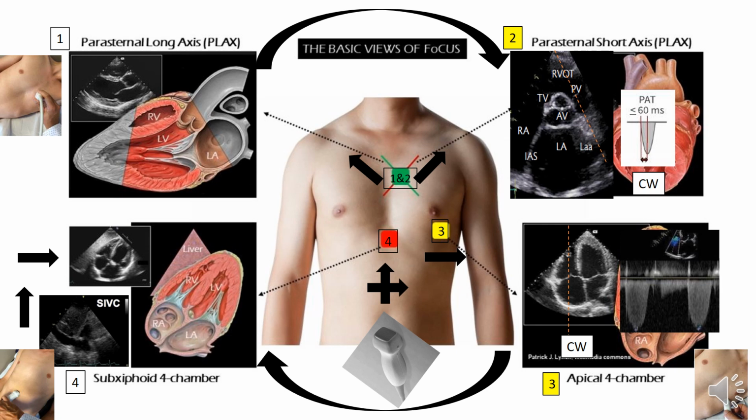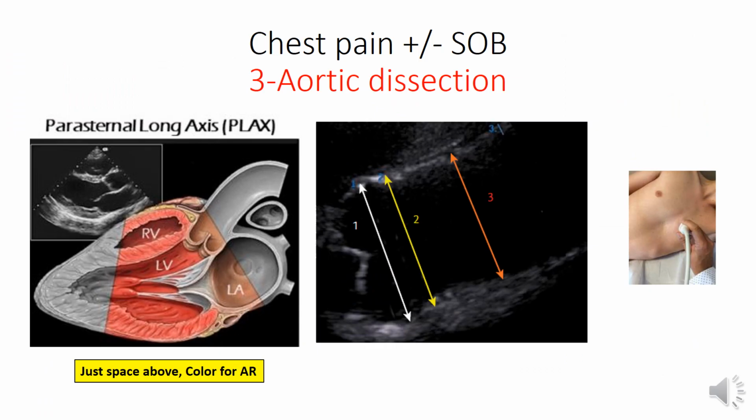If we put the probe subcostally and direct it towards 12 o'clock, we get the inferior vena cava. In case of rise of the RV pressure, we might get a dilated inferior vena cava also.